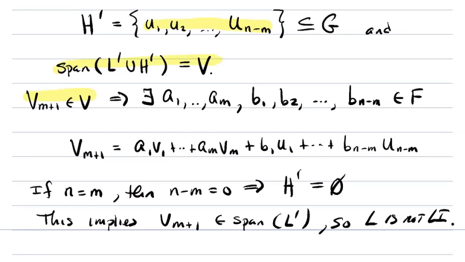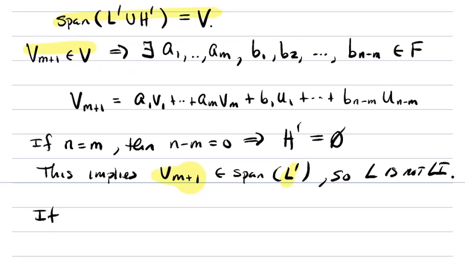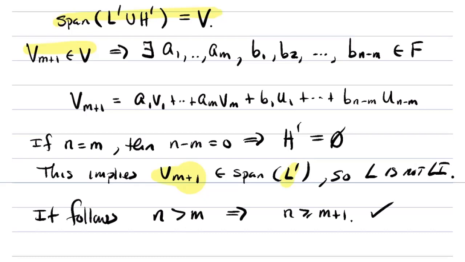So if it's in the span of L prime, then the set L wouldn't be linearly independent, because I'm writing one of its vectors, namely V sub m plus 1, as a linear combination of other vectors, namely the things in L prime. So that's a contradiction. So n can't be m. We've already established that n is at least m, so it follows that n has to actually be strictly bigger than m. And in particular, since these things are integers, n would have to be at least m plus 1. All right, that's one of the things that I wanted to be true.